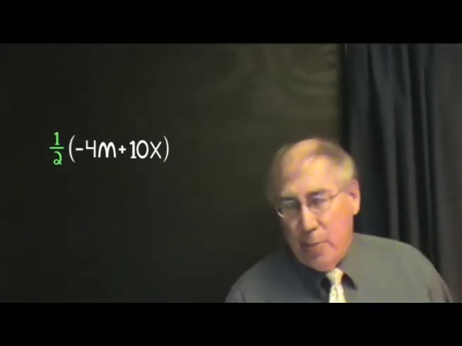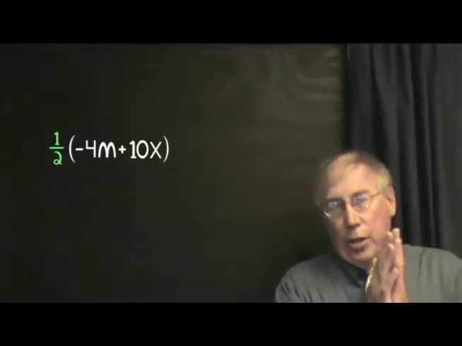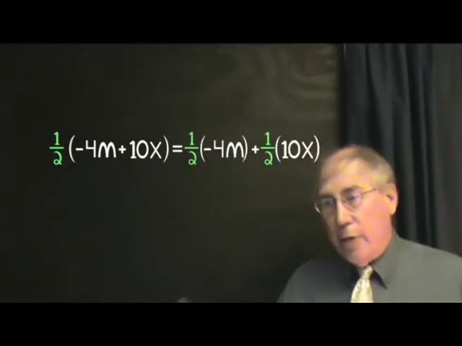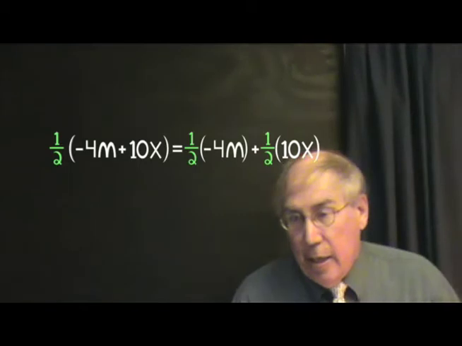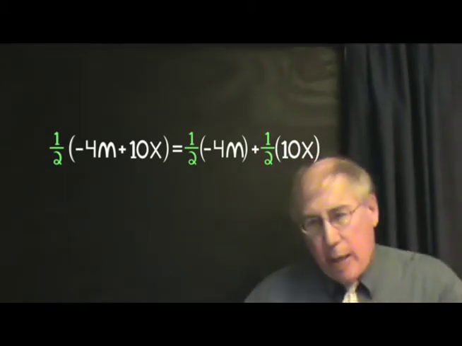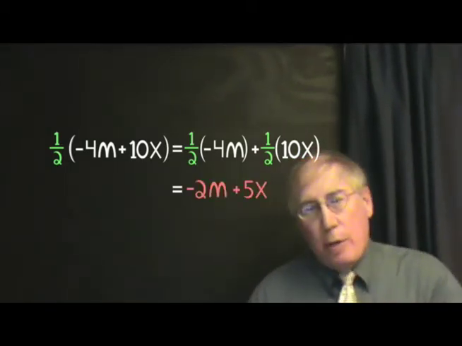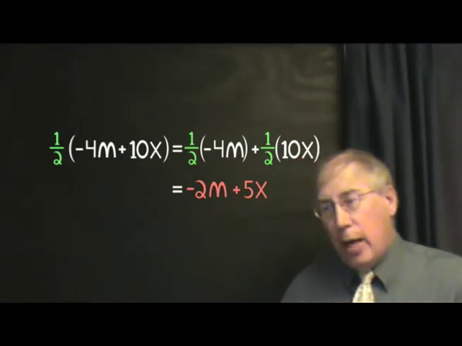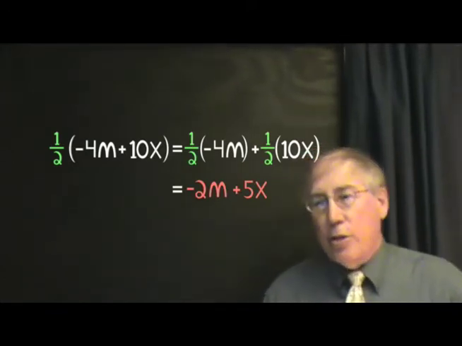Oh, there's our next problem. Now we have a fraction outside the parentheses, but it works the same way. Multiply 1/2 times each one of those terms inside. Now, a positive 1/2 times a negative 4 will give you a negative 2, and then you times the m. And then a 1/2 times 10 is 5 times the x, so we get a negative 2m plus 5x.